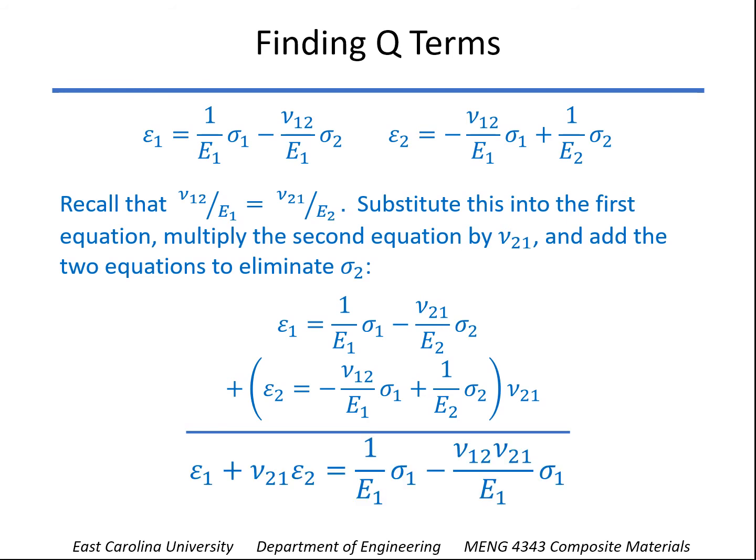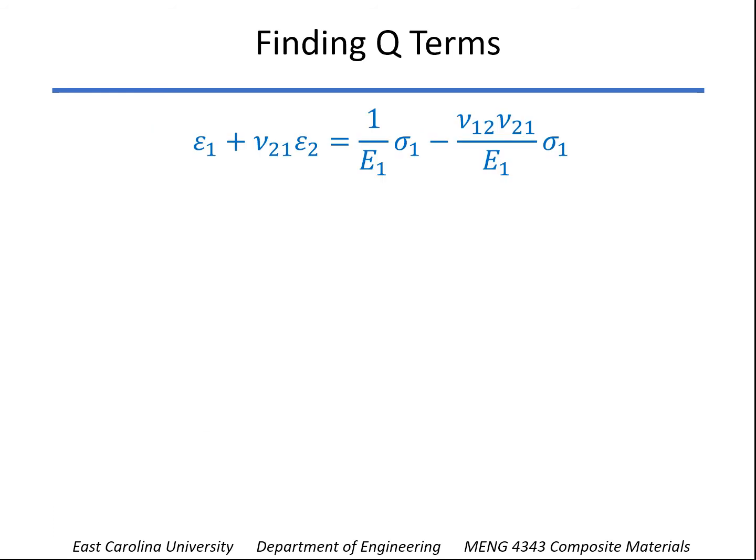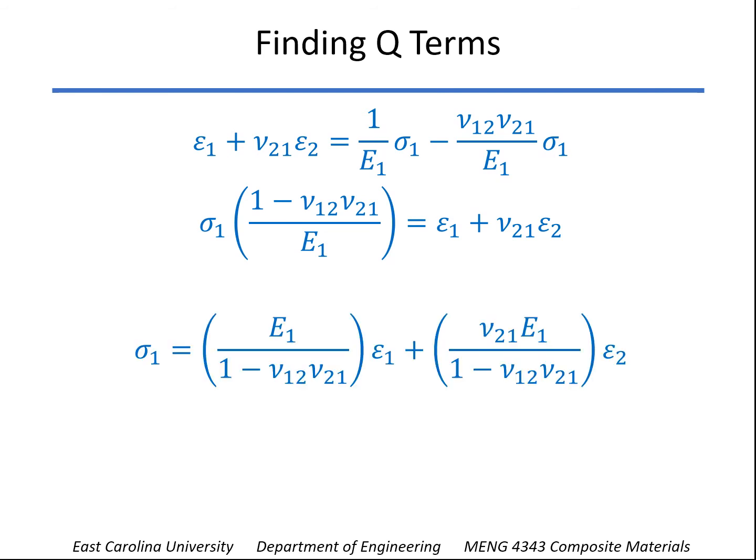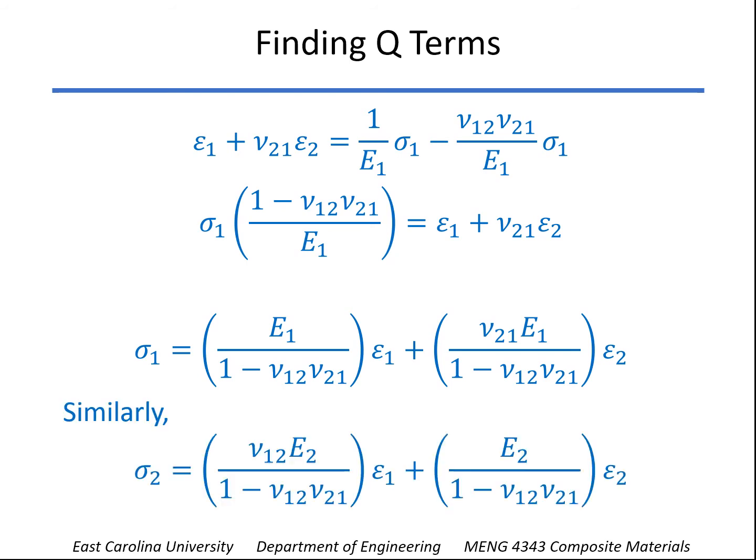And so here's what we have. Now we only have sigma 1, and then we have epsilon 1 and epsilon 2 still in the equation. So what we want to do is solve that for sigma 1. Just rearranging this a little bit, gathering the sigma 1 terms, we end up with this equation. You can see these are going to be the Q11 and Q12 terms of that matrix. If we do a similar kind of thing, we come up with an equation for sigma 2.